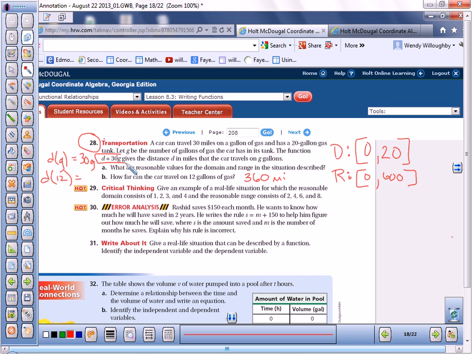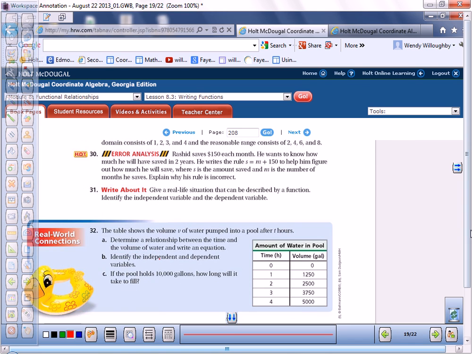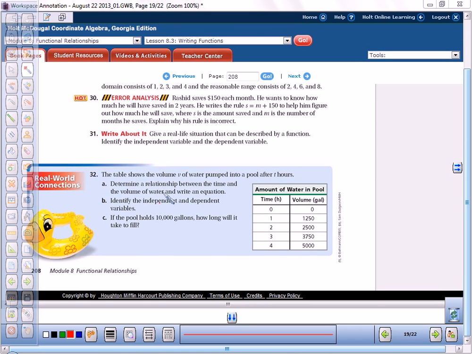Okay. The next one. This table shows the volume of water pumped into a pool after T hours. Determine the relationship between the time and the volume of water and write an equation. So, before we started pumping, at time 0, before we turned on the water, there was no water. An hour later, we had 1,250 gallons. And then 2 hours, this and this and this. Is it linear?